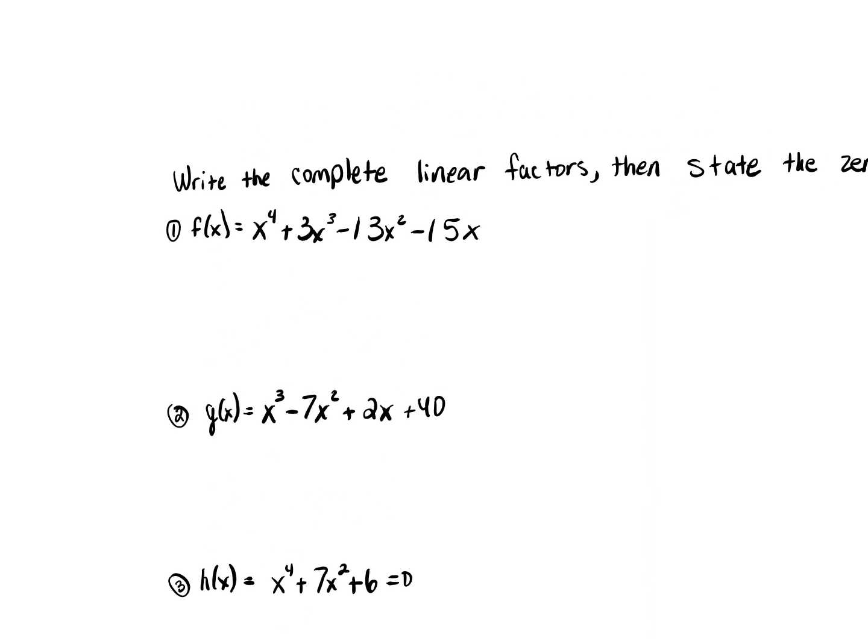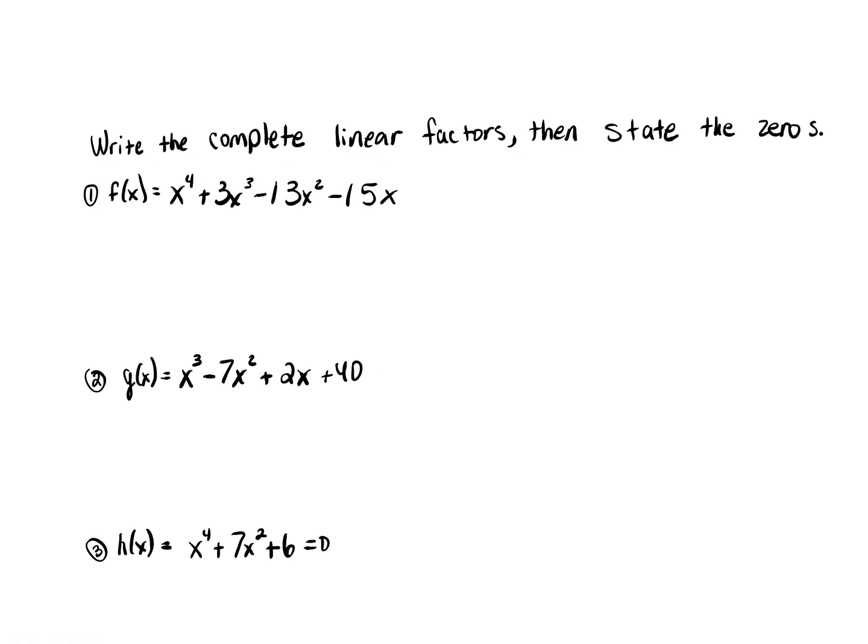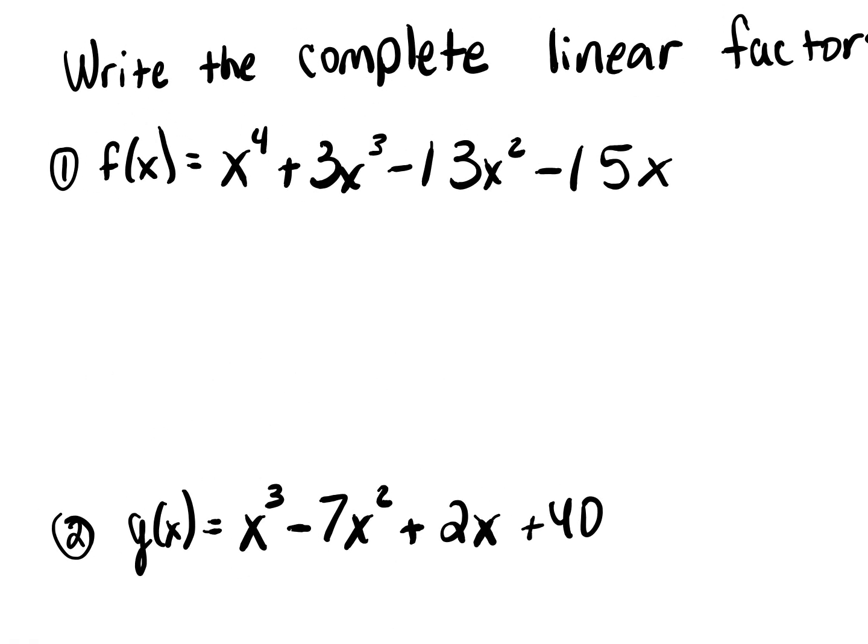So we want to write the complete linear factors and then state the zeros. So first thing we need to do is find our solutions. So f of x I'm going to change to be 0. What could I do to find, well, how many zeros are we going to have here? 4 zeros. What could we do to find our zeros?